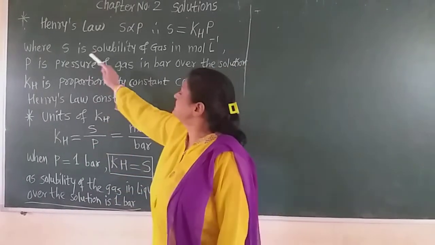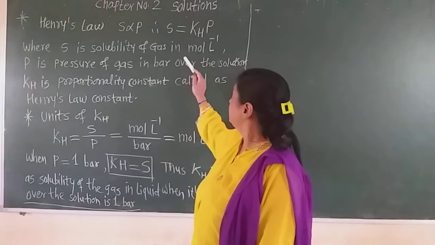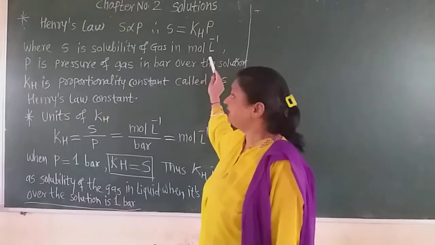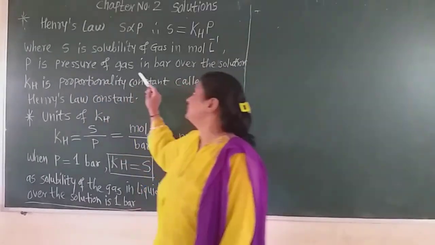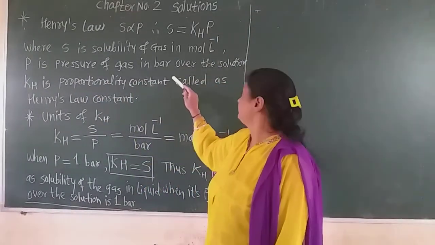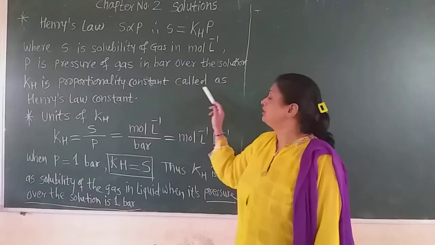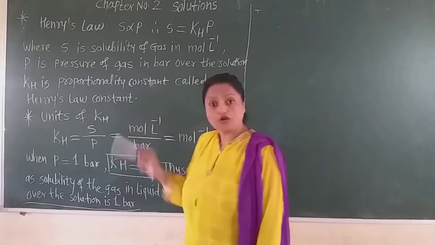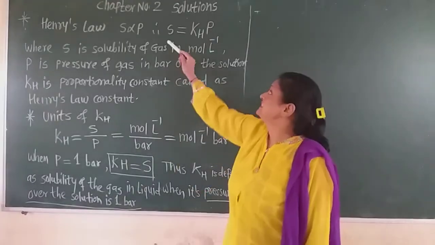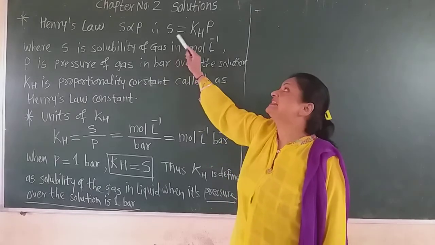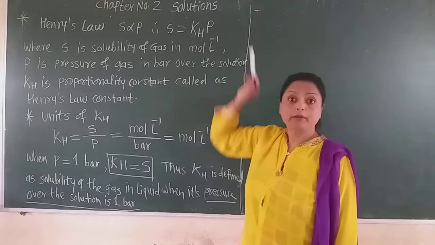So here S is the solubility of the gas in moles per liter. We know the unit of the solubility of the gas is moles per liter. P is the pressure of the gas in bar over the solution. kH is the proportionality constant called the Henry's law constant. So this is the expression of Henry's law, a very important expression: S is equal to kH into P.